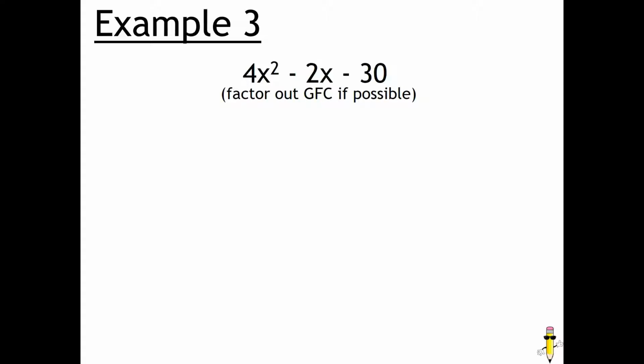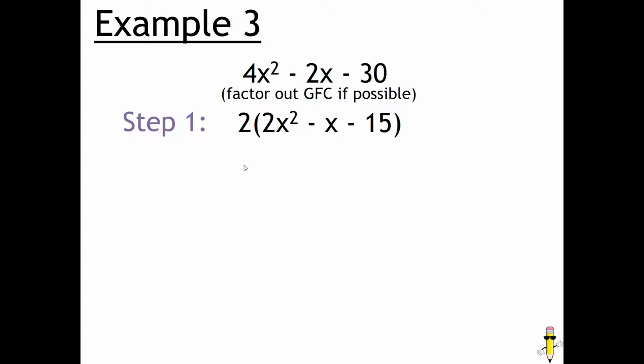What do 4, 2, and 30 have in common? Well, they have 2 in common. So that leaves me with 2 times 2x squared minus x minus 15. And just for the time being, I'm going to ignore this 2, and I'm going to just focus on what's inside the parentheses here. So I've got this 2 and I've got this 15.